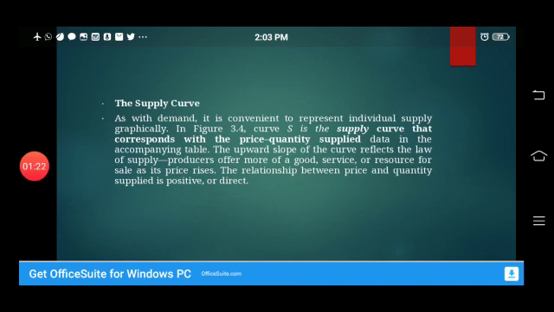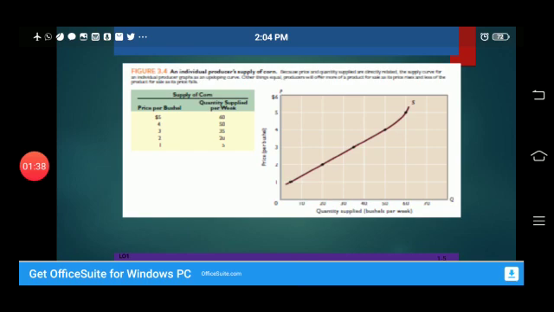Supply curve. What will the supply curve show? Similarly to the demand curve, the supply curve shows the relationship between price and quantity supplied. Here, the supply curve would be positively sloped because there is a positive relationship between price and quantity supplied. We can see here the table and the graph. In the table, there is the price per bushel of corn and the quantity supplied per week of the corn.